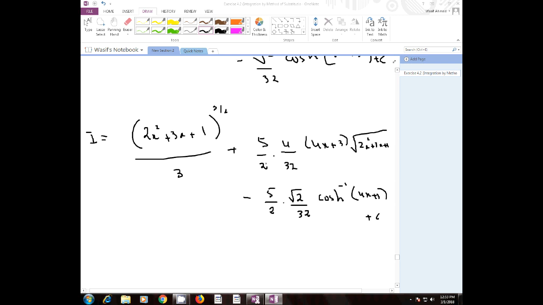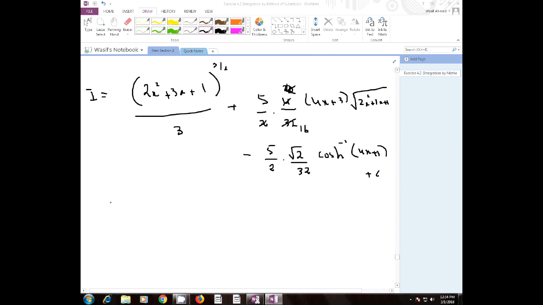So this would be your answer. 2 gets cancelled with the 4, and again 2 gets cancelled with this 32, you have 5 by 16. So this is your answer. Let me simplify it further.